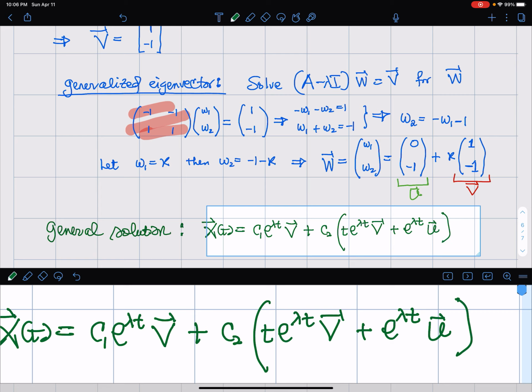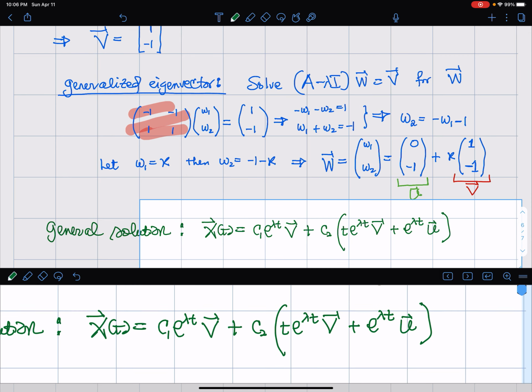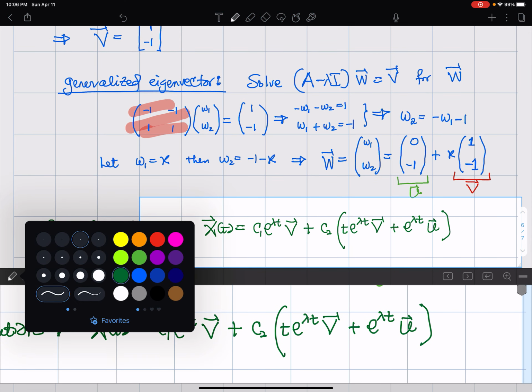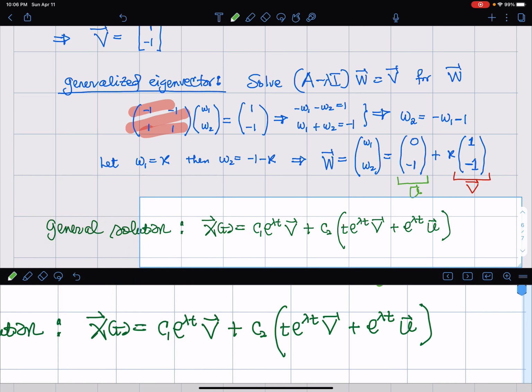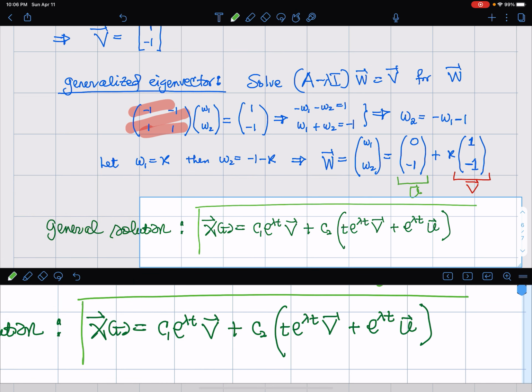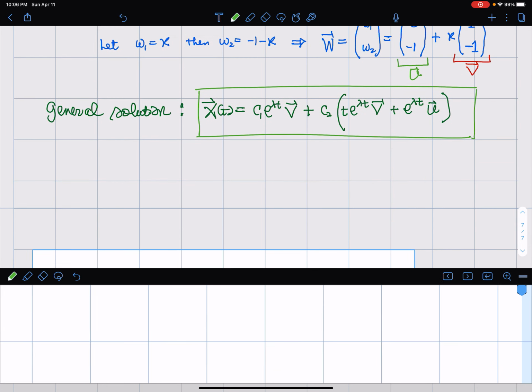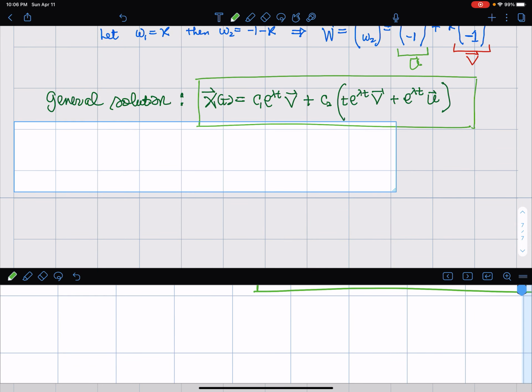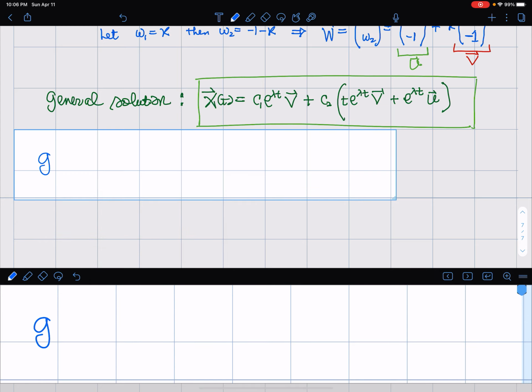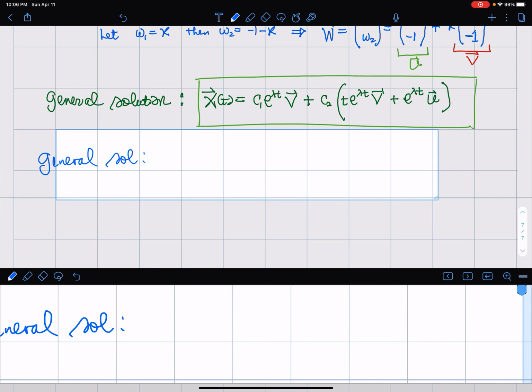So that's how the answer is supposed to be. This is the solution when you have a repeated eigenvalue. So in our case, the general solution that we're looking for now becomes x of t.